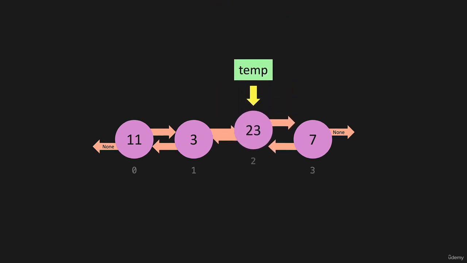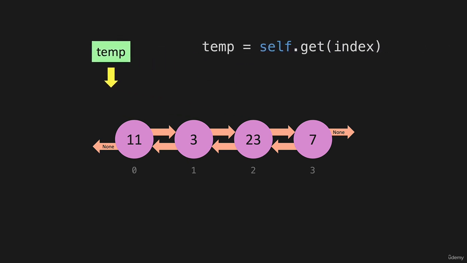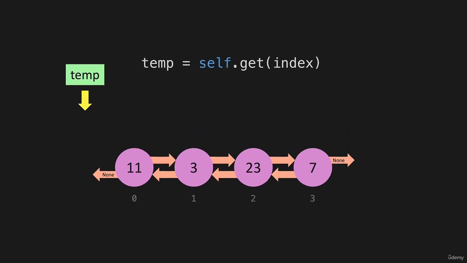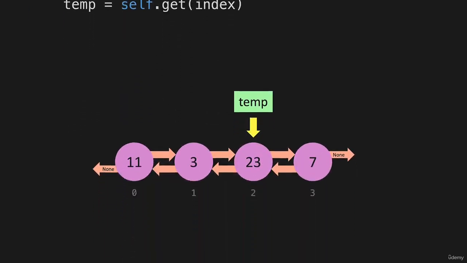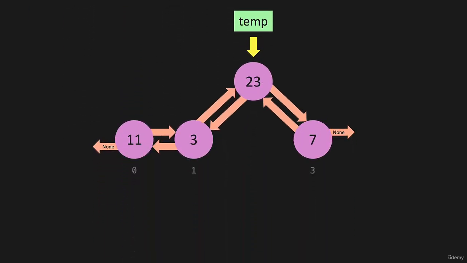So I'm going to bring this back, and we are only going to use the variable temp. And we'll create that by saying temp equals self.get. Let's look at this with the rest of our code. We're going to pass that get method the index where we want temp to point. Now let's bring back our doubly linked list. So I'm going to pop this 23 up here.